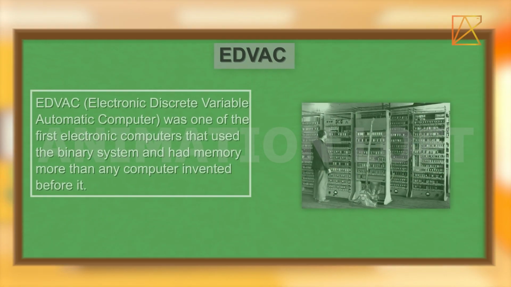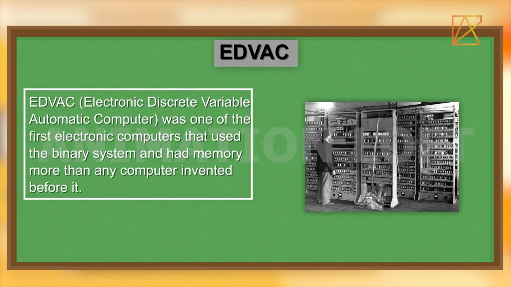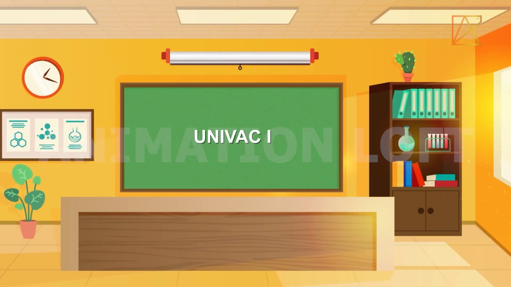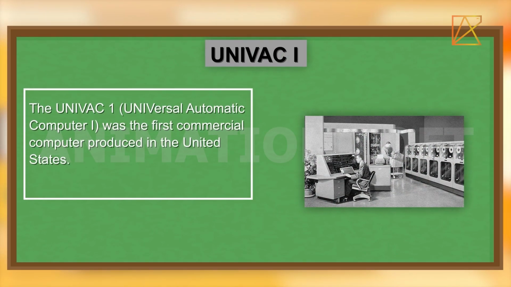EDVAC. EDVAC, Electronic Discrete Variable Automatic Computer, was one of the first electronic computers that used the binary system and had more memory than any computer invented before it. Like the ENIAC, it was also built to calculate weapons firing tables, and its public presentation was carried out in 1947. UNIVAC 1. The UNIVAC 1, Universal Automatic Computer I, was the first commercial computer produced in the United States.